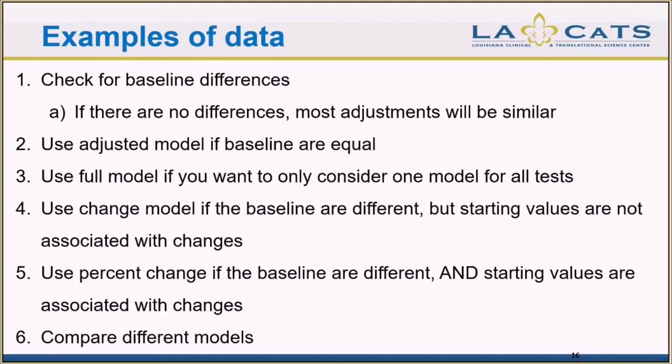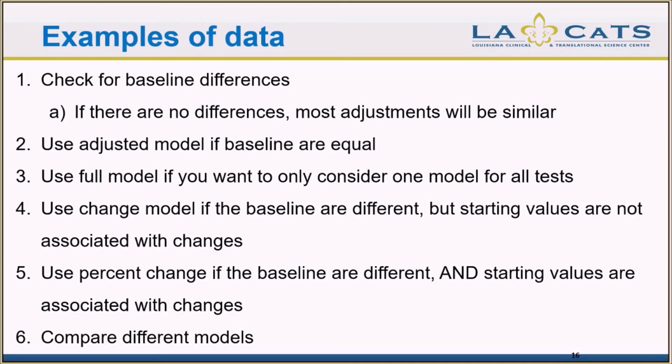The change model is useful if the baselines are different, but you do not think the starting values are associated with change. So let's take weight, for example. If we know that the weights are different, but don't think that the starting weights are that different and should be associated with that much change, we should use a change model.